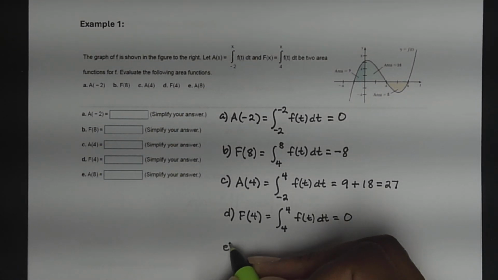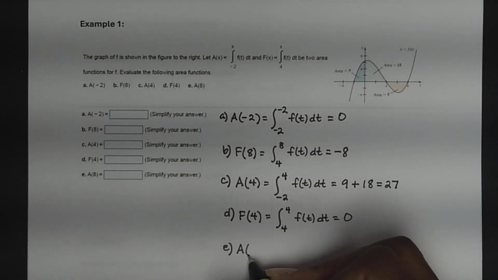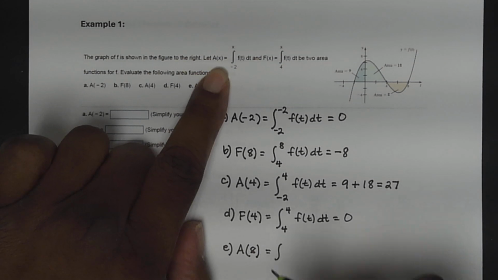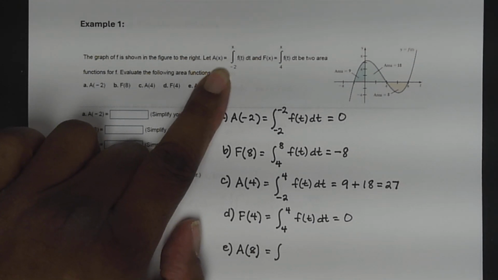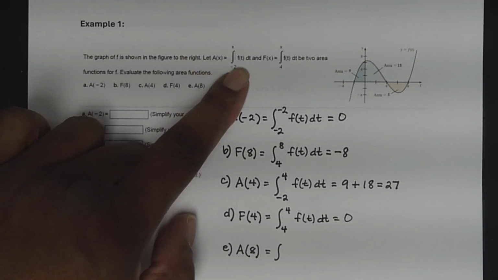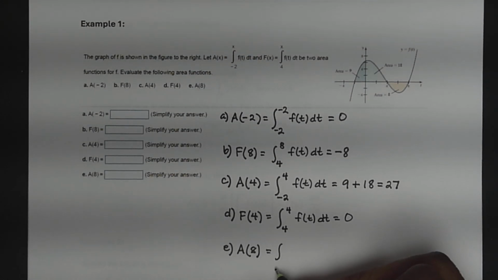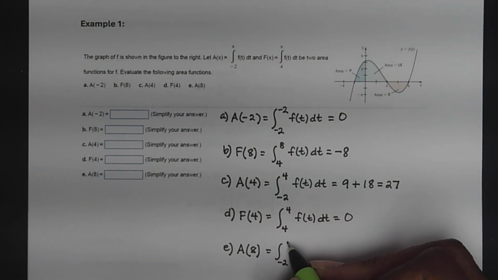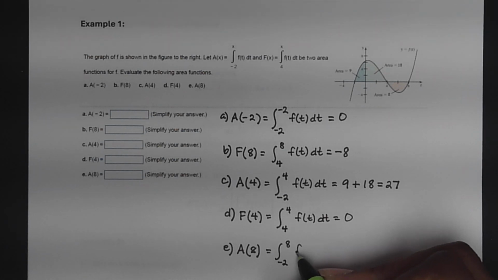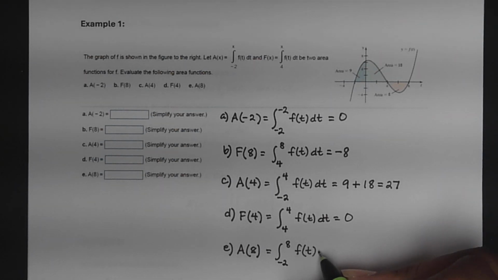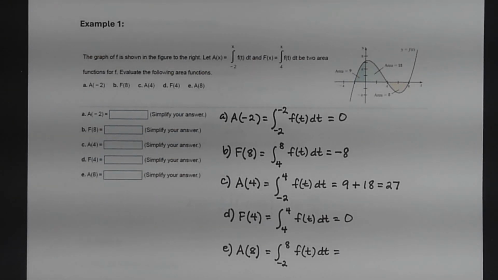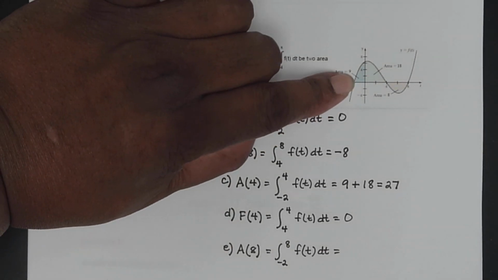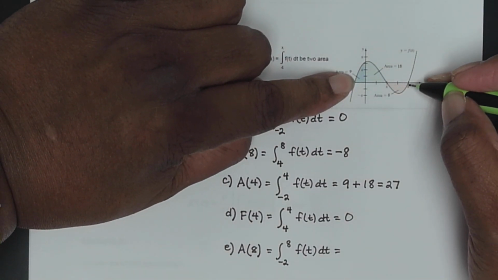And part E, A of 8. That means we need to use A of x right here, being the integral from negative 2 to x of f of t dt. So here we've got the lower limit, negative 2. Our x will be replaced with 8, so it'll be from negative 2 to 8 of f of t dt. So we're going from negative 2, which is right over here, to 8. Then that's way over here.